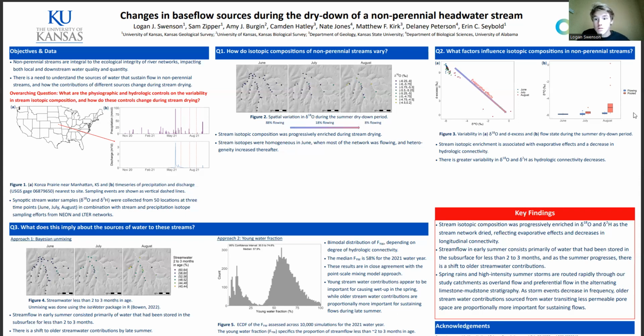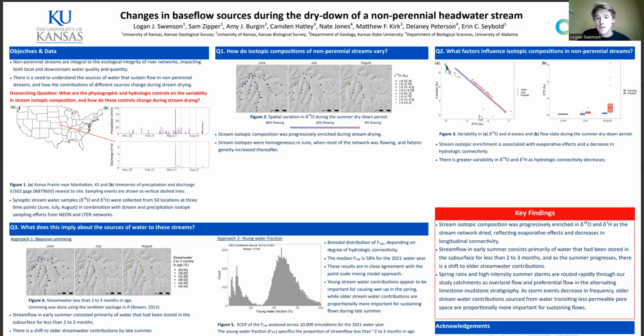I then asked what factors influence this variability, and I found that this variability is associated with evaporative effects. So DXS here is a metric that basically indicates the degree of evaporation for a sample. You can see that in June and July, when the network is connected, there's a lot less variability in these points, but as we start getting isolated pools in late summer, and the groundwater inputs to the network are starting to shut off, we see a lot more variability in signal.